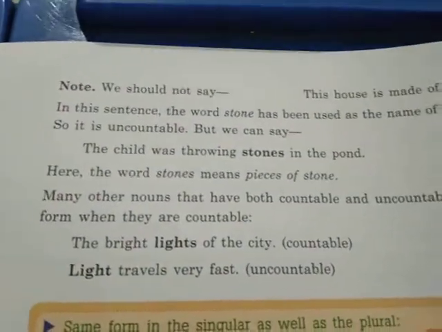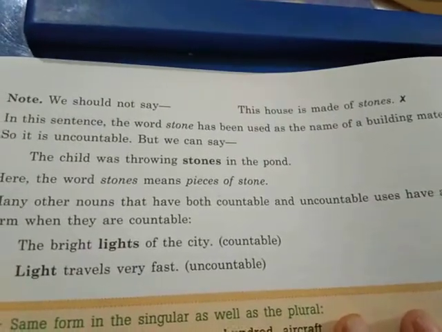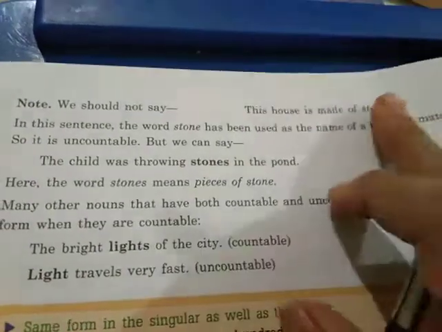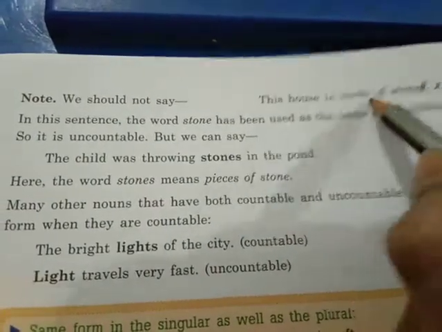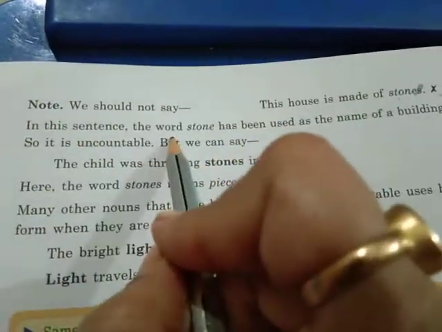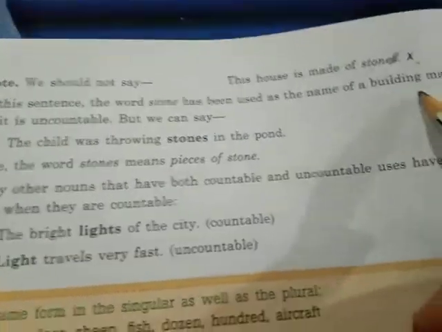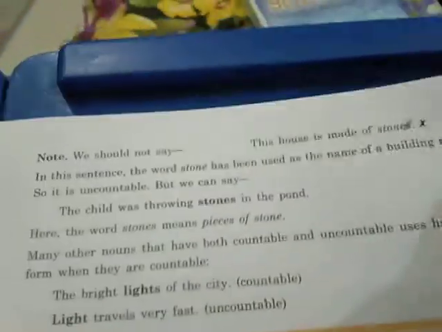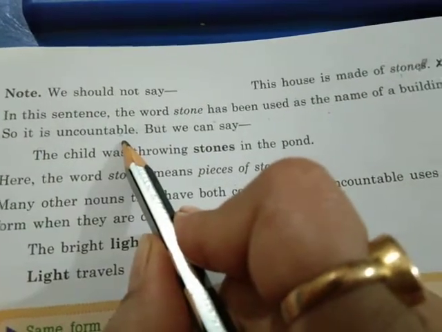We should not say this house is made up of stones. We always use the singular noun here. This house is made up of stone, not stones, right? The first is wrong. In this sentence, the word stone has been used as the name of a building material, so it is uncountable. Stone is used as a building material here.